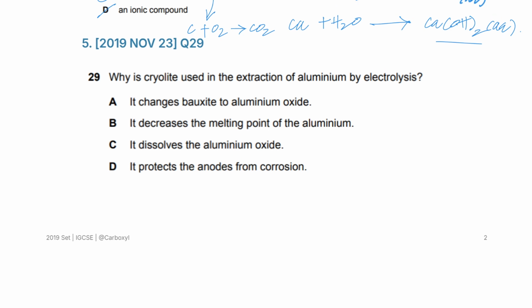This is why cryolite is used in the extraction of aluminum by electrolysis. We know that cryolite is used for 2 reasons. Cryolite is an impurity, and what it does is that it lowers the melting point of aluminum oxide, or you could say bauxite, the ore, because aluminum oxide is an ionic compound and it has a high melting point. So you want to conserve as much energy as possible and use less energy. That's why you add an impurity, because you want to lower the melting point of aluminum oxide.